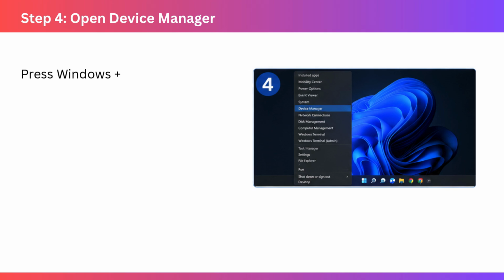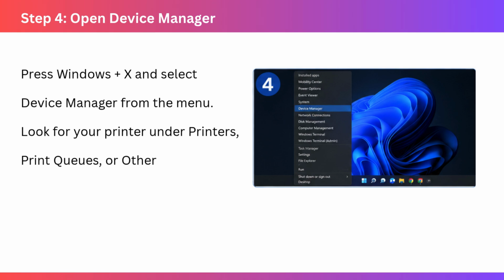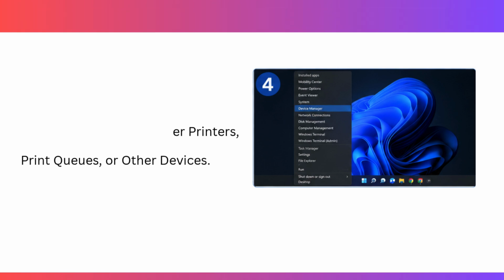Step 4. Open Device Manager. Press Windows X and select Device Manager from the menu. Look for your printer under Printers, Print Queues, or Other Devices.